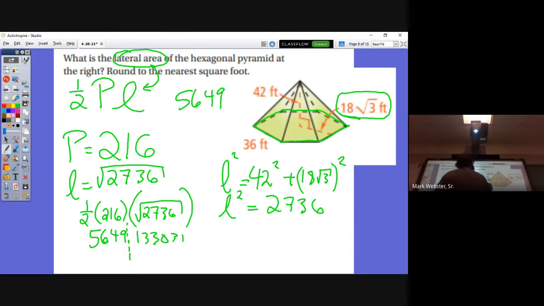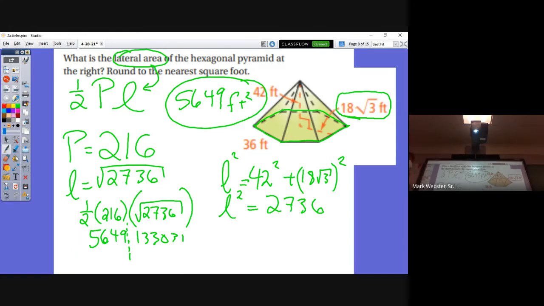I thought I got it wrong because the answer was bigger than the square root. Well, yeah, it's bigger than the square root, but you're doing 1/2 times 216 times that square root, right? Yeah, I got it now. It just feels weird in my head. Yeah. Sometimes we're just overthinking. It happens a lot.